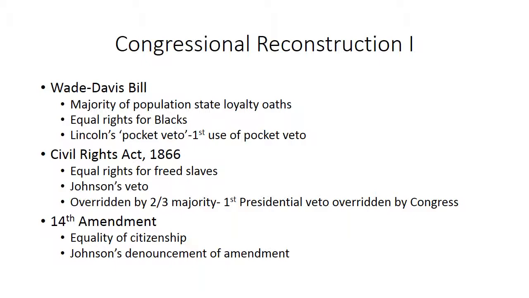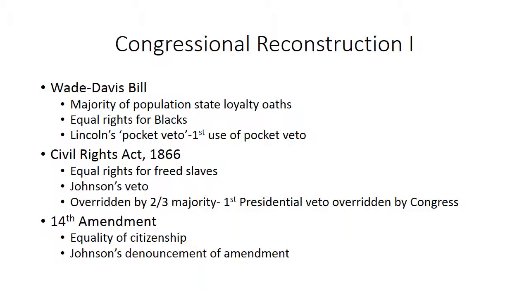And Lincoln will use the pocket veto. This is the first pocket veto. For those of you unfamiliar, although you shouldn't be unfamiliar because you should have learned this in your American government courses somewhere along the line, either at Robert Morris or at one of those little high schools that everybody went to, whatever.